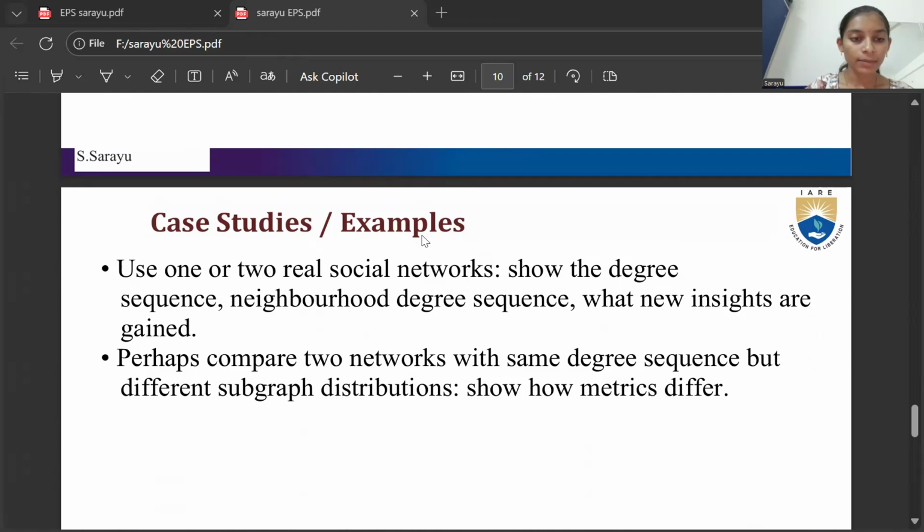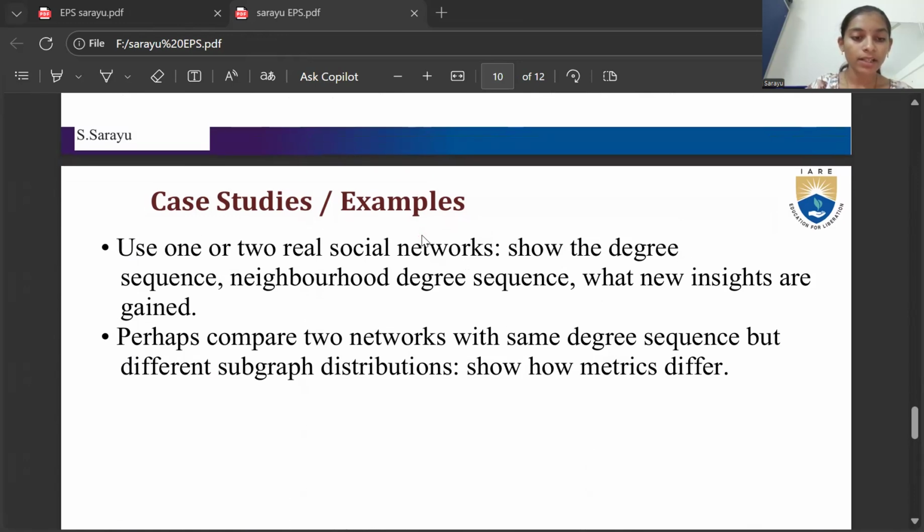Case studies and examples. Use one or two real social networks. Show the degree sequence and neighborhood sequence, and what new insights are gained. Perhaps compare two networks with the same degree sequence but different subgraph distributions, and show how the metrics differ.